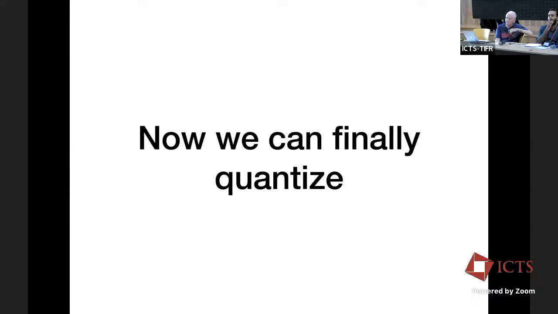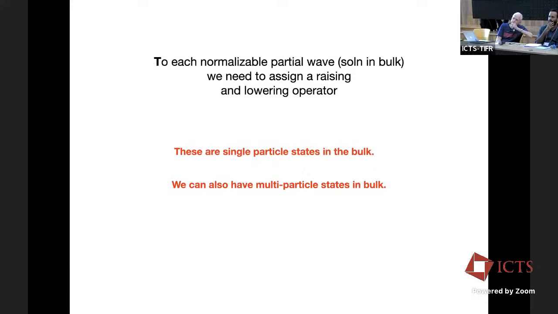Okay, so now finally, after all this, we solved the wave equation, we picked up the normalizable modes, we picked up the non-normalizable modes, we can finally quantize. So how do you quantize? To each normalizable partial wave, solution in the bulk that decays sufficiently fast, you assign a raising and a lowering operator. For each solution of the wave equation with different frequencies, for each normal mode, you have to assign a quantum field creation and lowering operator.